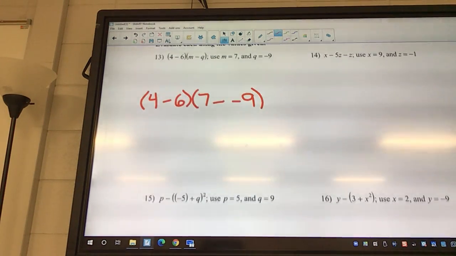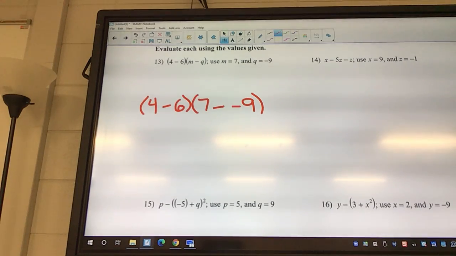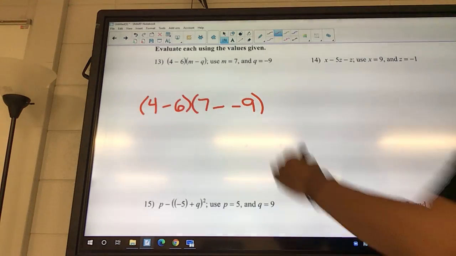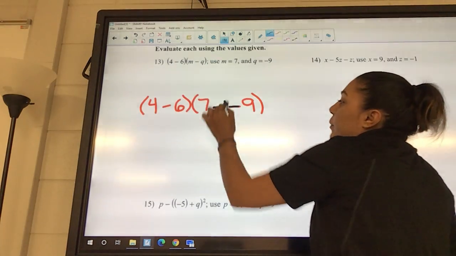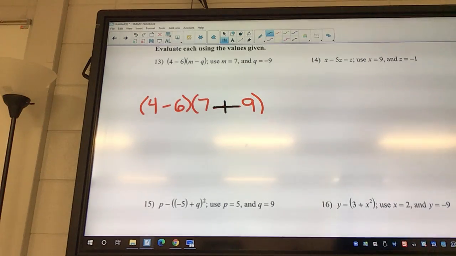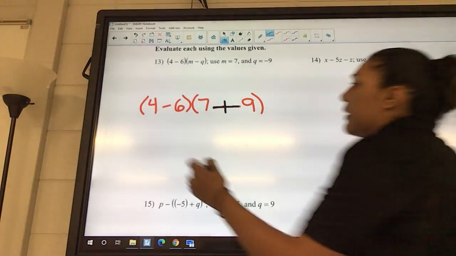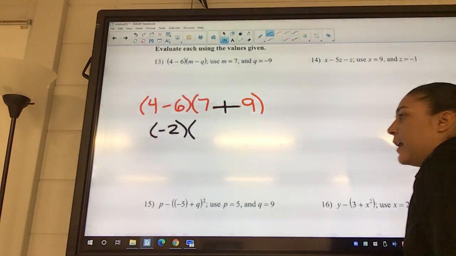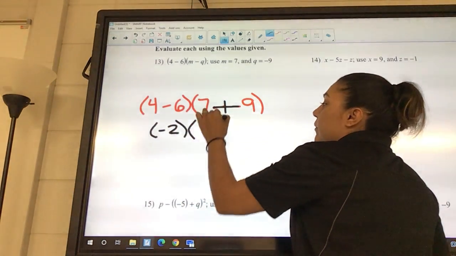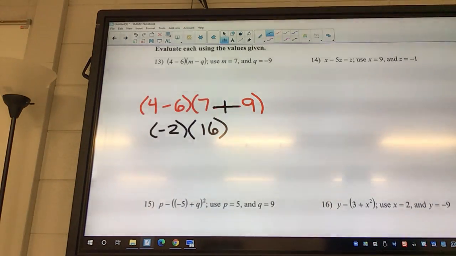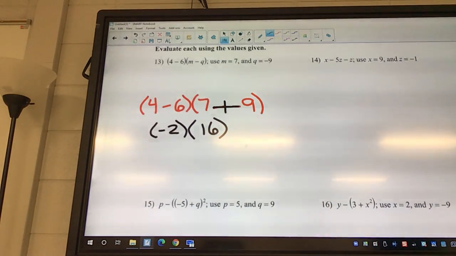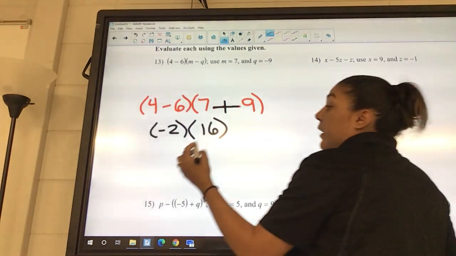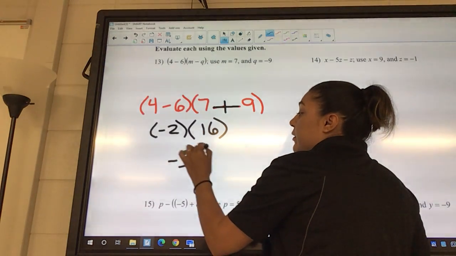Okay, so what should we do first? Well, what's that minus going to make? A plus. Okay, and now we can do our parentheses. So I got 4 minus 6 is going to be -2, and then 7 plus 9 is 16. And what does it mean if those two are right next to each other? It means multiply. So -2 times 16 is going to be -32.